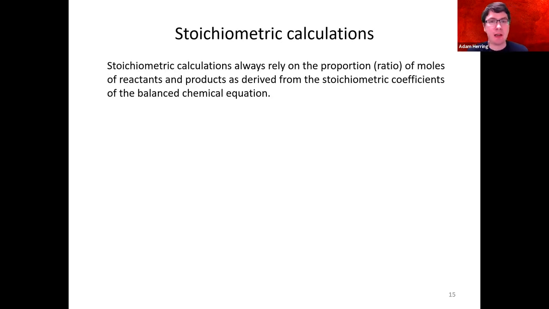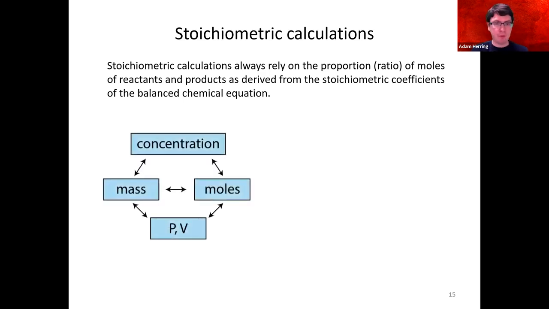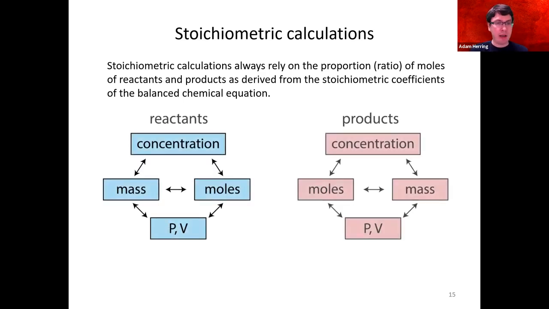So stoichiometric calculations always rely on the proportion or the ratio of moles of reactants and products as derived from the stoichiometric coefficients in the balanced chemical equation. When we take a look at our reactants and our products, we can talk about the reactants in terms of the amount and the number of moles. We can use the molar mass to convert from moles to mass.